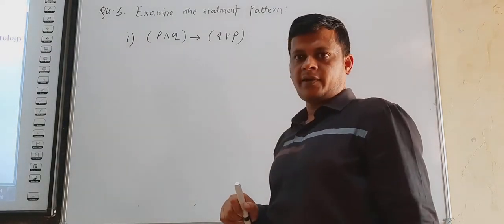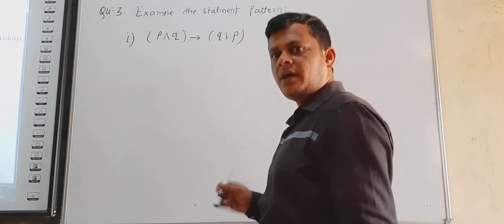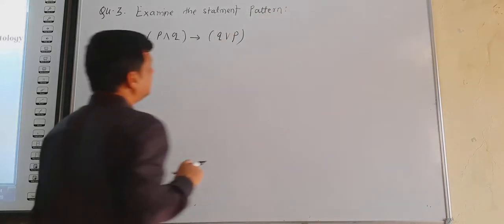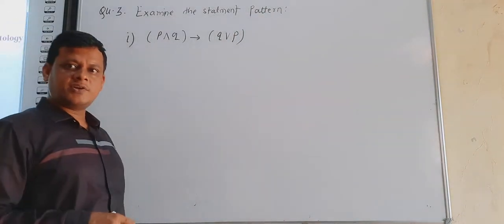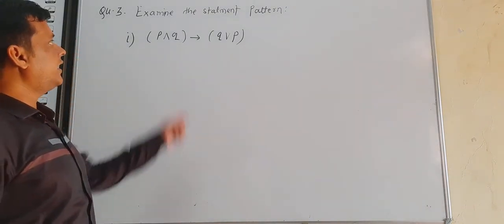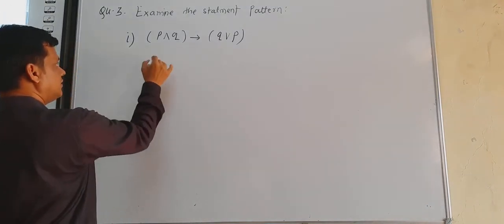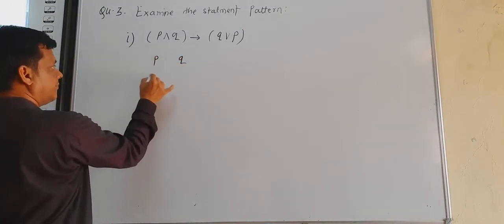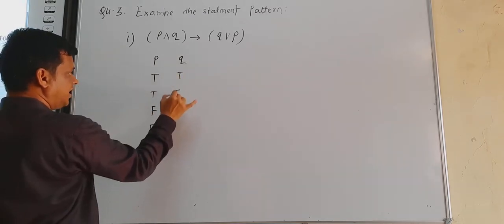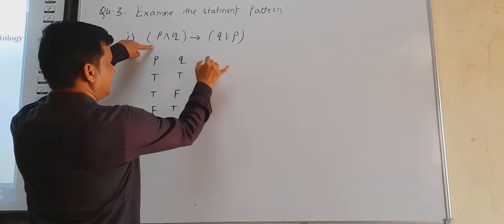We know the statement patterns: tautology, contradiction and contingency. We can prepare the truth table for the given statement first, and from the entries in the last column we decide the statement pattern. Here total number of statements are 2. So prepare the truth table. T T, T F, F T, F F. Here is conjunction P and Q.